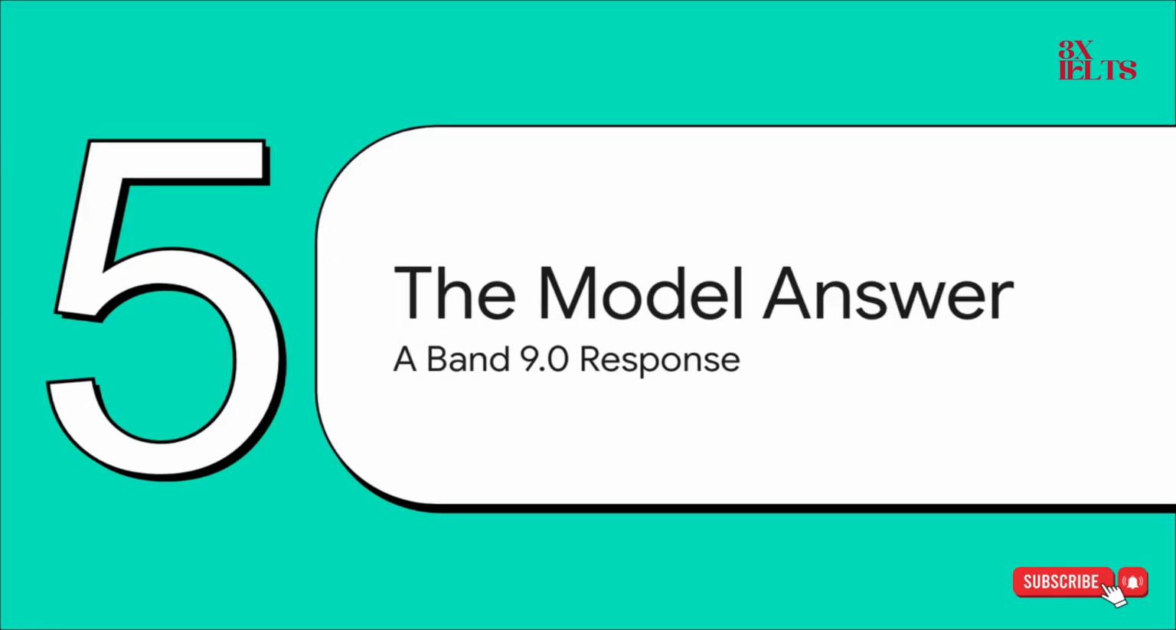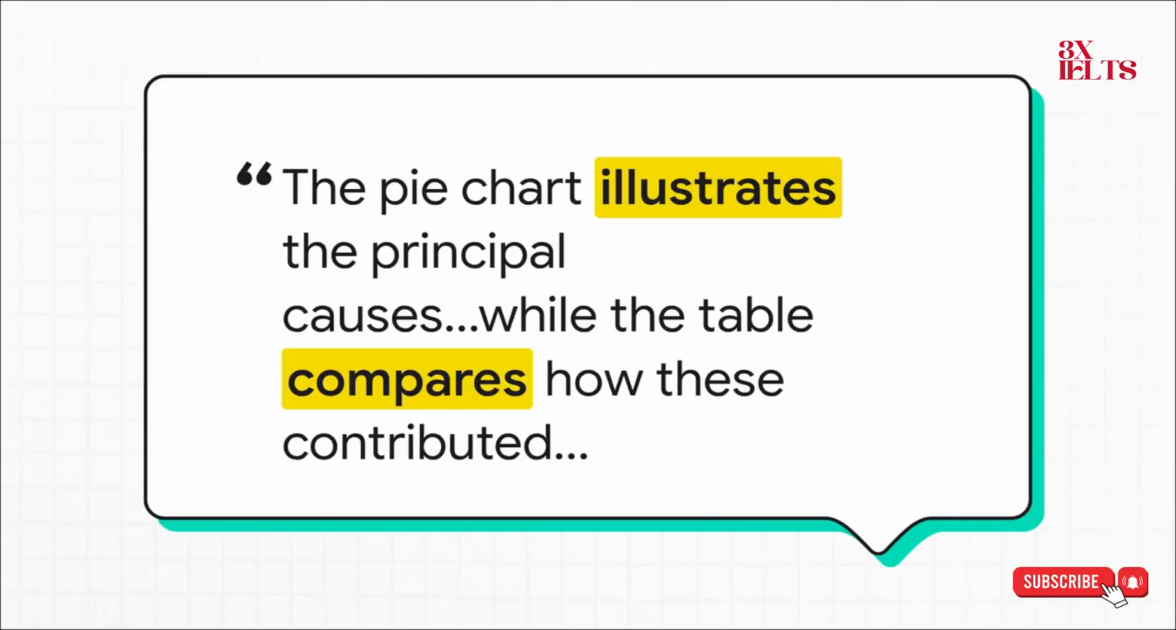All right, enough theory. Let's see what this actually looks like when it all comes together. We're going to take a top-scoring Band 9 model answer and break it down piece by piece to see exactly how it uses our blueprint. First up, the introduction. Look at that. It doesn't just copy the question word for word. It uses slick synonyms, illustrates instead of shows, principal causes instead of main reasons.